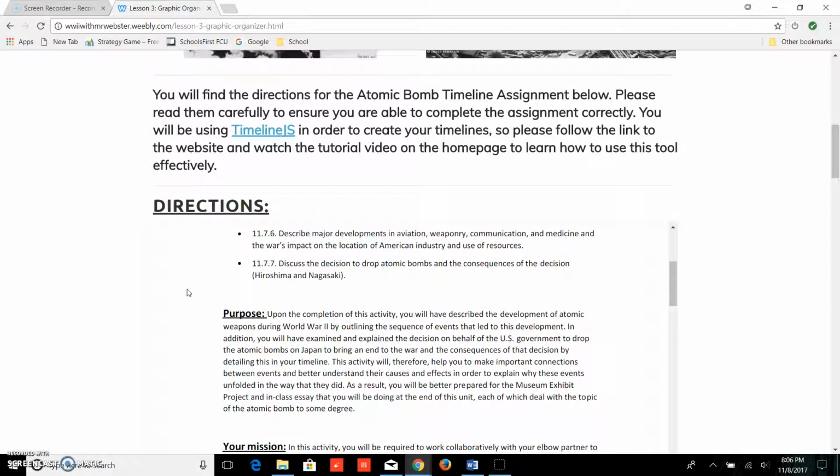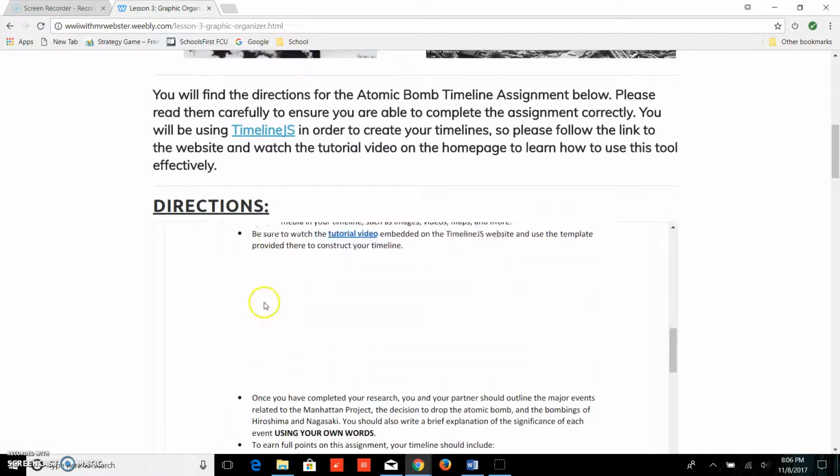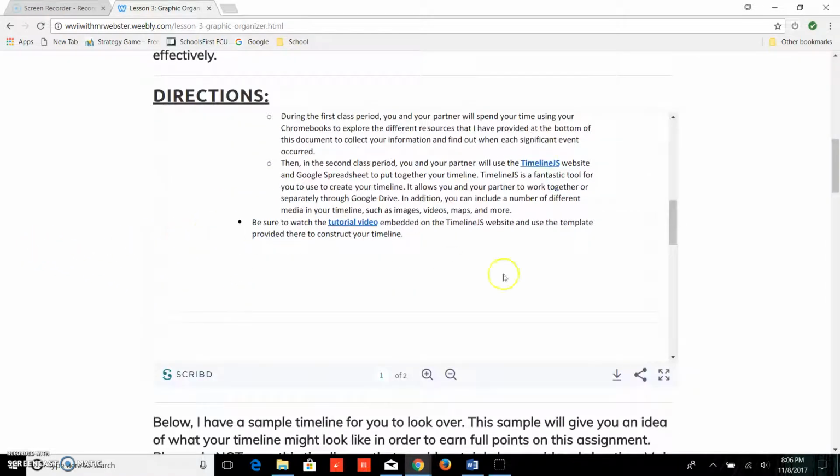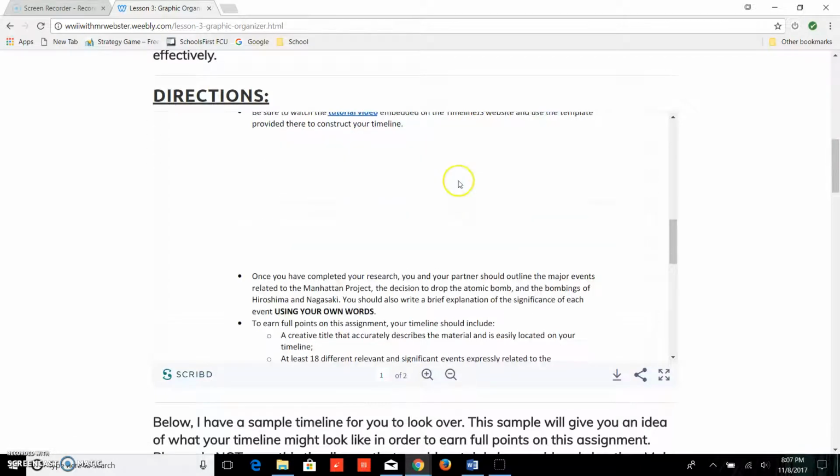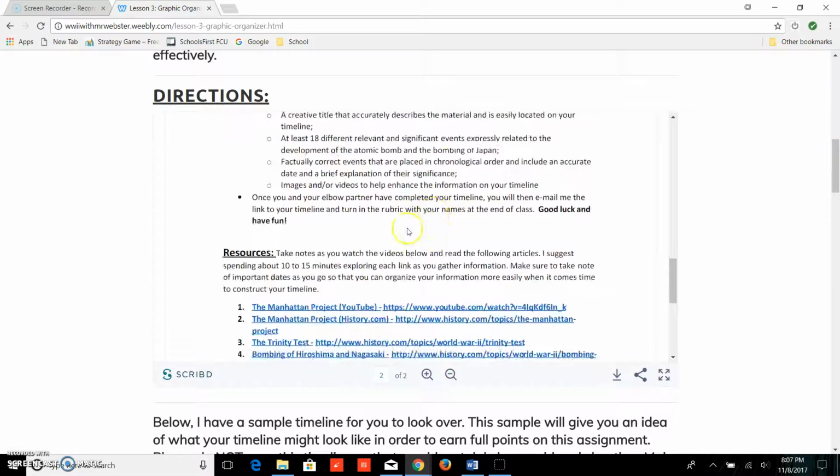They're to create a timeline using the timeline.js tool right here, with a partner. I have them including at least 18 different events, placed in chronological order, which they are to then provide a brief explanation of, including the significance of the event. I also have a tutorial video explaining how to construct a timeline on timeline.js, just because it can be kind of confusing or difficult at first to understand how to use the tool.